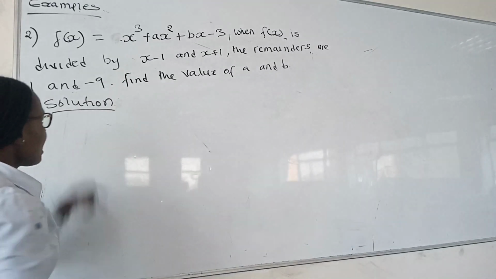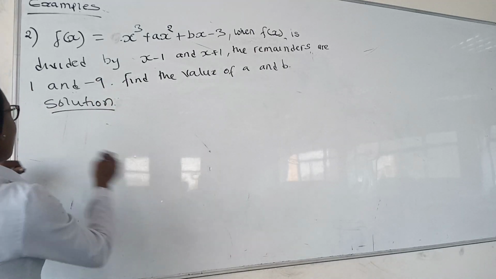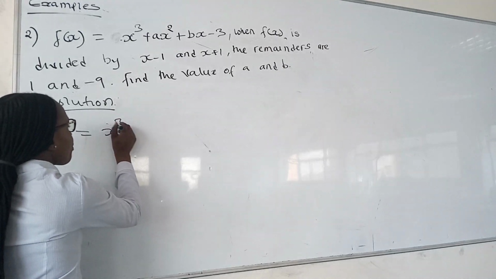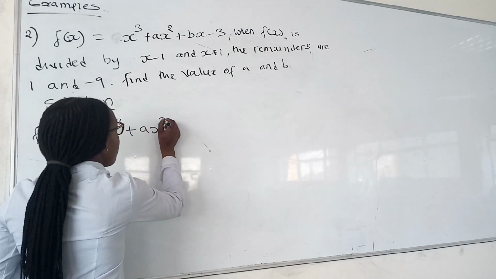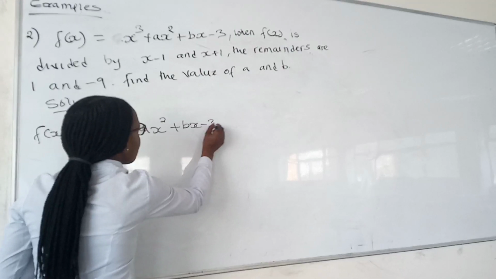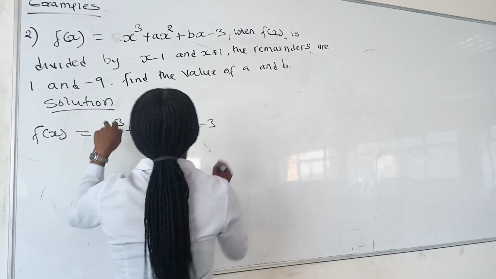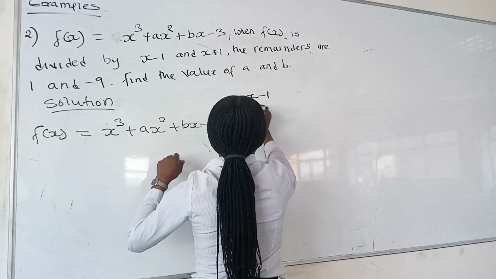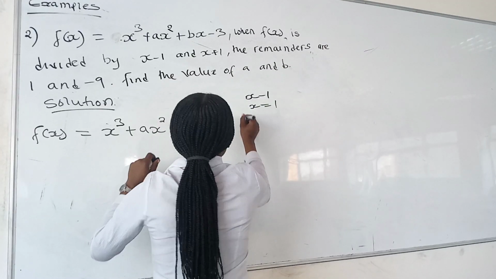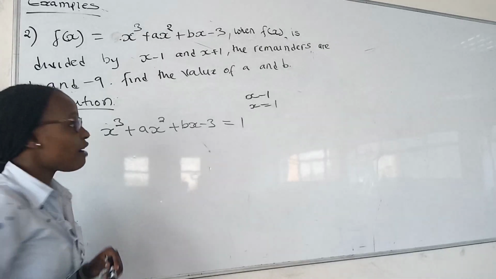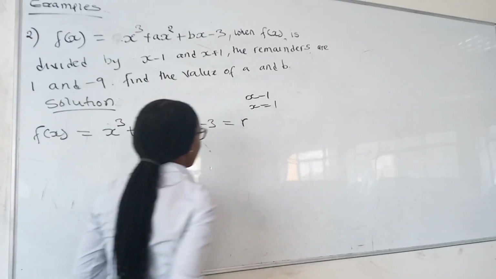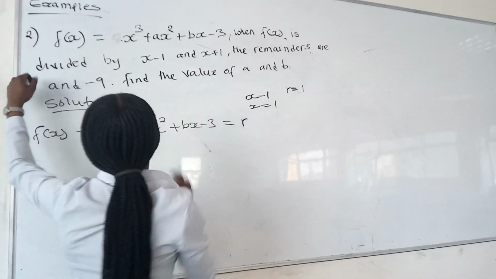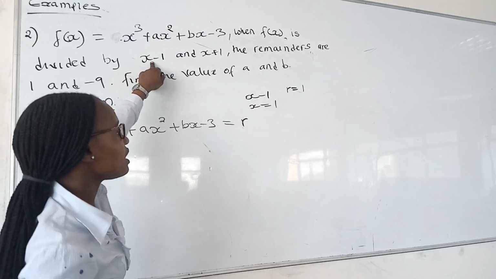Looking at what we've been given, this function f of x, which is equal to x to the power 3 plus ax to the power 2 plus bx minus 3, is being divided by x minus 1, which simply means that our x is equal to positive 1. Let me write the remainder as r. But we know that this r is equal to 1. This is the first one we've been given.